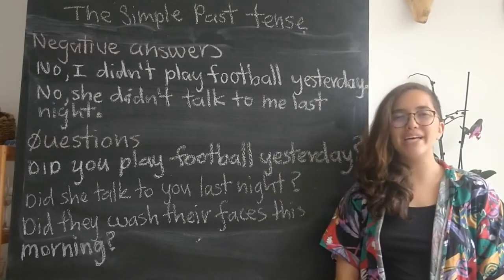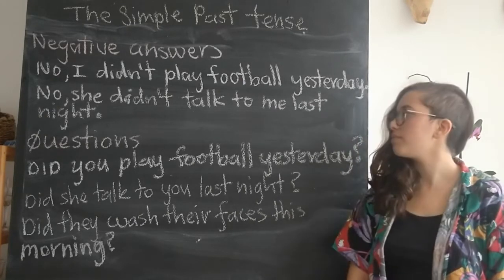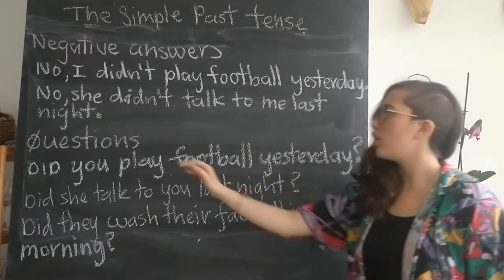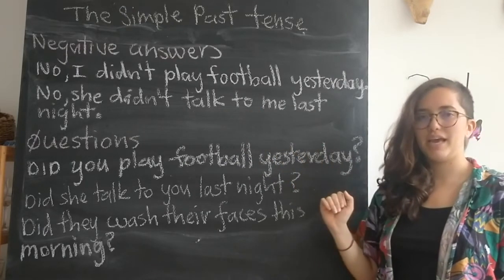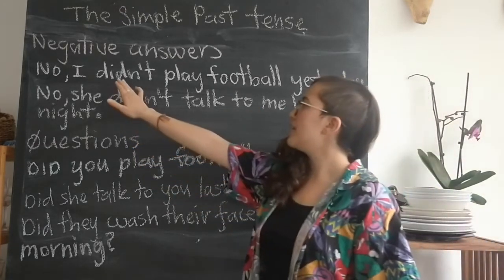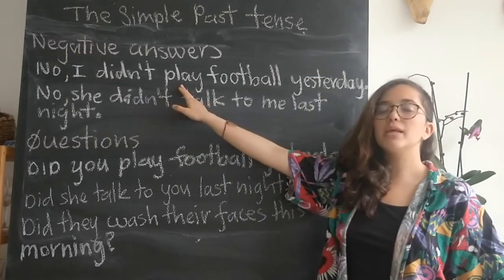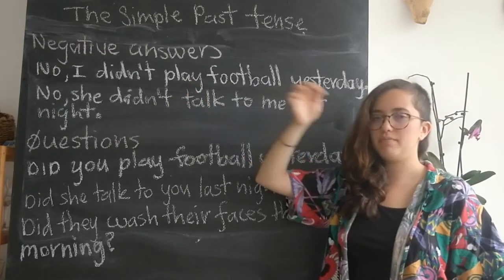With the simple past tense, we say negative answers in the following structure. No, I didn't play football yesterday. No, she didn't talk to me last night. As you can see, we use did not in the sentence and use the verb in the present form, so we do not add ed.